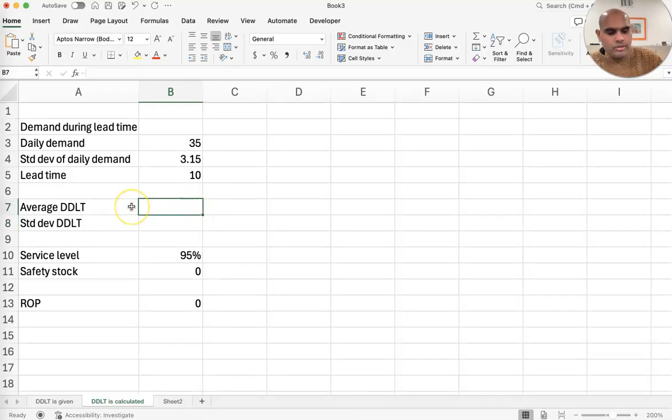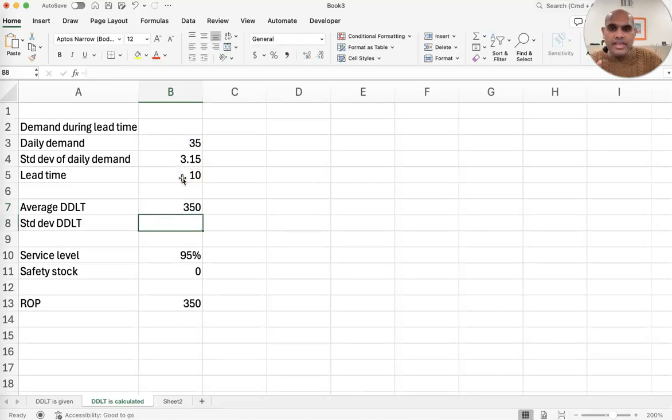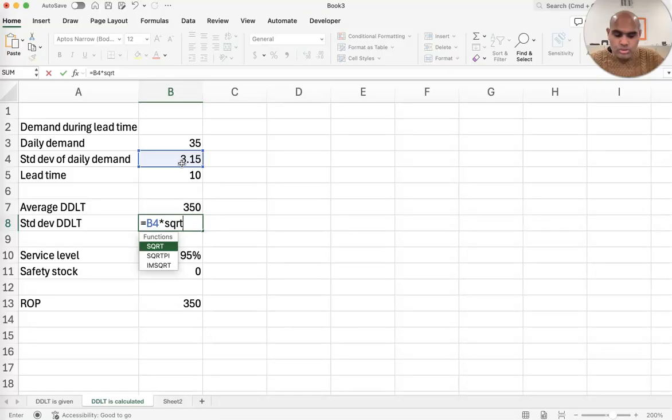So the average demand during lead time, you say that every single day demand follows a normal distribution with an average value of 35 and standard deviation of 3.15. So if that's the case, the average over all 10 days, because that's what you're trying to figure out, demand during the whole of the lead time, will be 35 times 10. That's the average demand. But for standard deviation, it's not going to be as simple. Standard deviation is going to be 3.15 times the square root of 10.